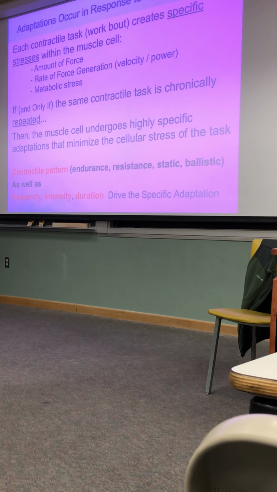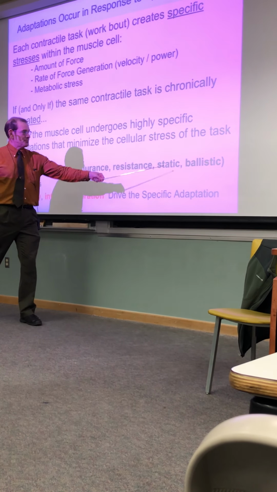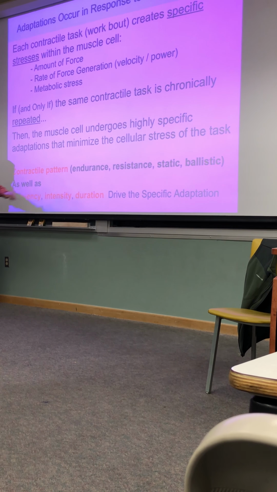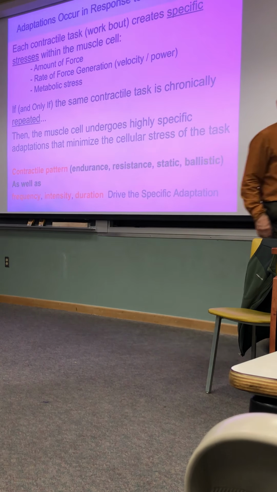And then metabolic support. If and only if the same contractile task is repeated day by day, week by week, the cells will undergo highly specific adaptations. The kind of contractile pattern, I just mentioned some: long-term endurance, high-intensity resistance, speed, ballistic, we talk about throwing limbs. And then frequency, intensity, and duration. Frequency is usually sessions per week. Intensity, what fraction of your maximal abilities, whether it's 1 rep max or 2 max, whatever the ability is. And duration, meaning how long is each work bout sustained.